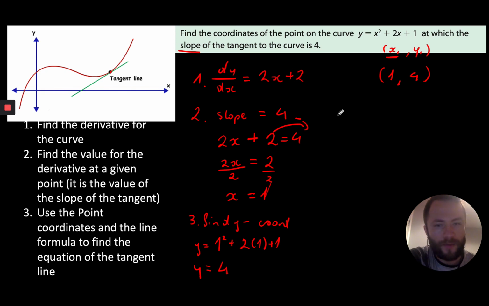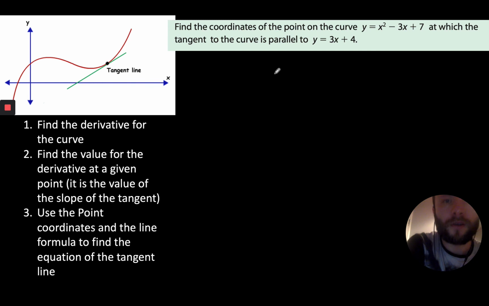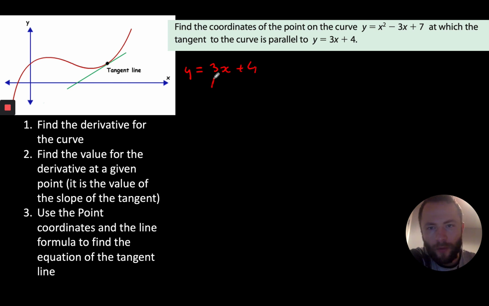Okay. So finally, the third type of problem is that we have to find the coordinates of the point on the curve given with this formula where the tangent to the curve is parallel to y equals 3x plus 4. So in the equation y equals 3x plus 4, the number beside the x is the slope.